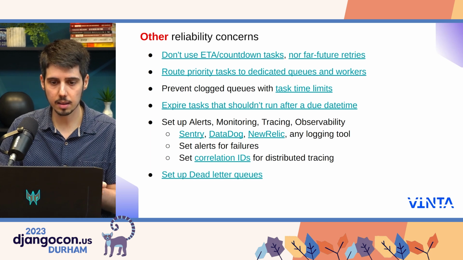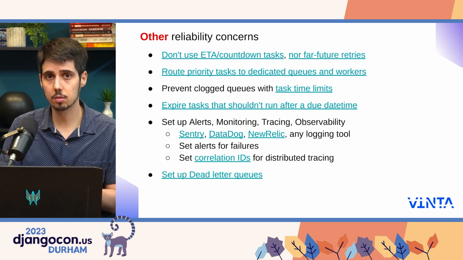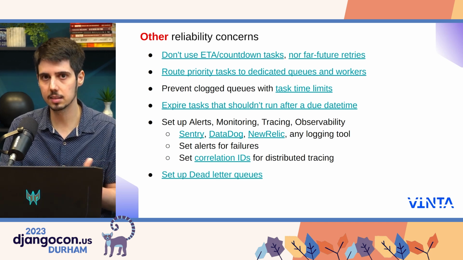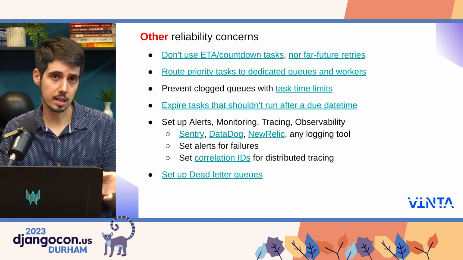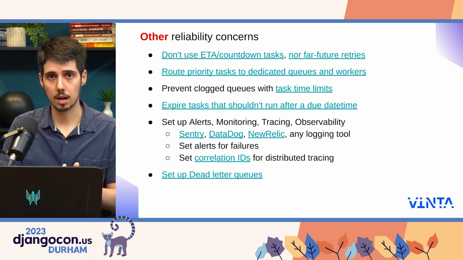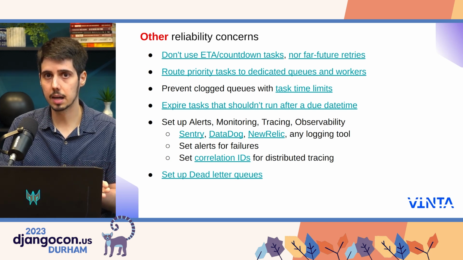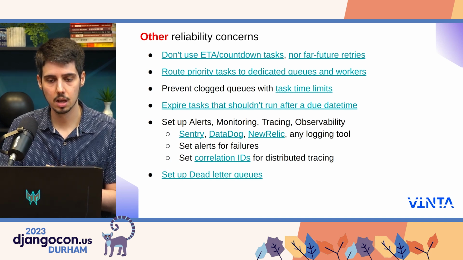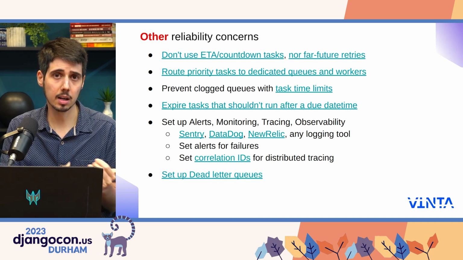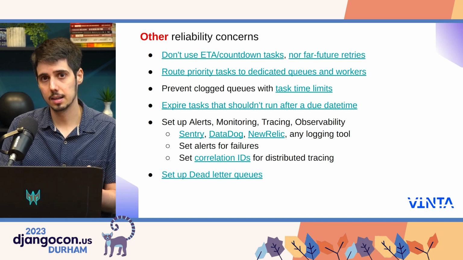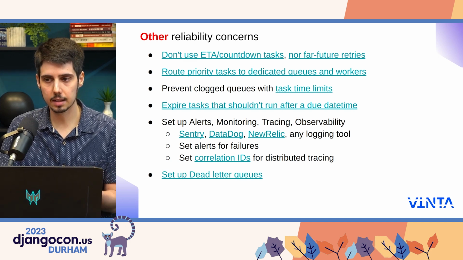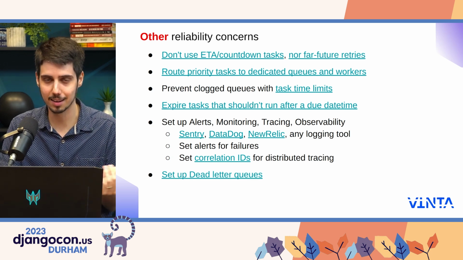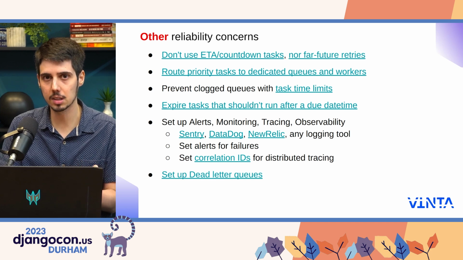You can route priority tasks to dedicated queues and workers. That's very important, to have different task latencies and stuff like that. You can prevent clogged queues with task time limits. If you have badly behaved requests that take a long time, you should have timeouts and time limits for those sort of things. You can expire tasks that shouldn't run after a due date time. It's very frustrating for a user to get notifications saying that something will happen in 2 minutes, but that something happened a day ago. So you should expire those types of tasks.